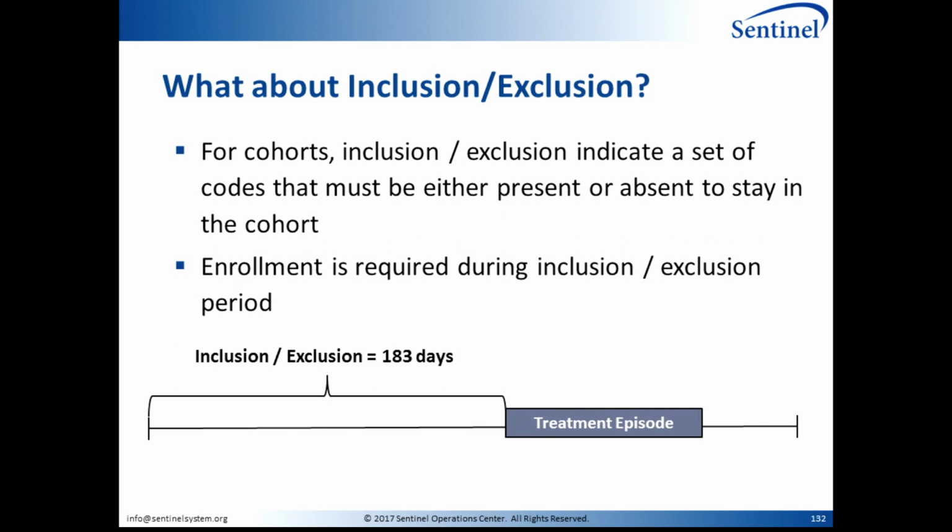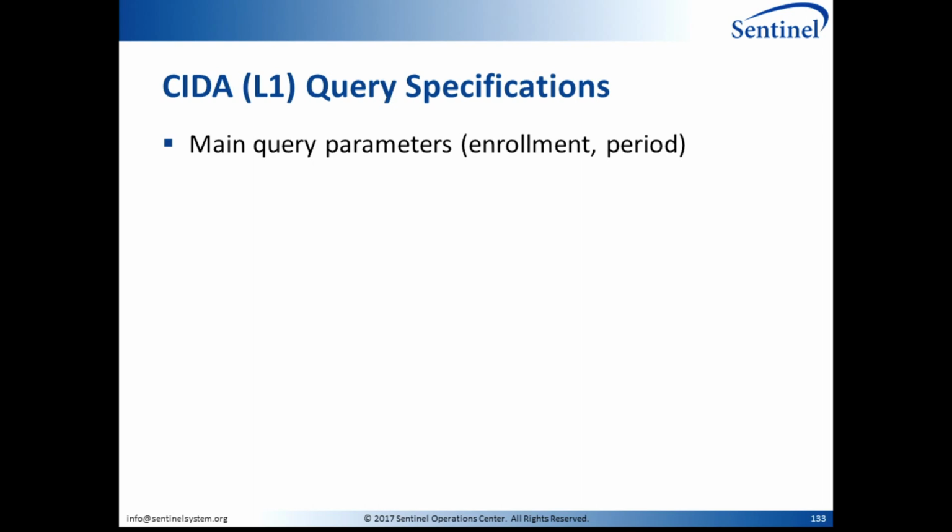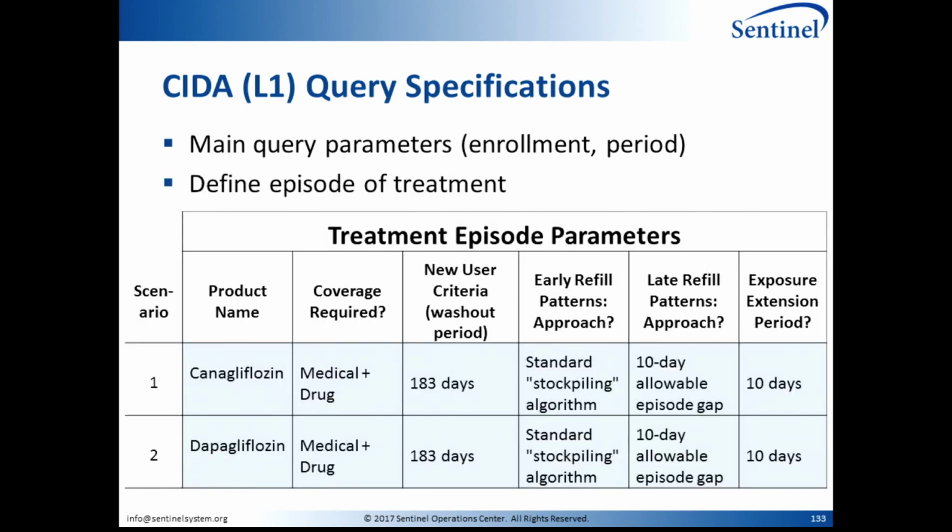So you can set all of those things as you go through as either a primary analysis or secondary analyses in order to more specifically narrow your cohort to exactly what you're looking for in that period. The only part of that that's really important is you have to have enrollment during that period to assess the presence or absence of a code to actually define your cohort. So we'll talk a little bit about the query specifications here.